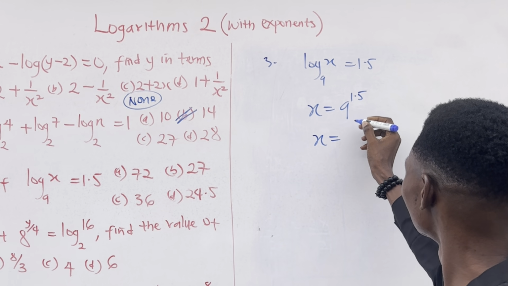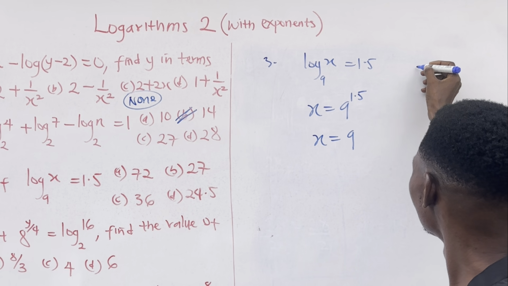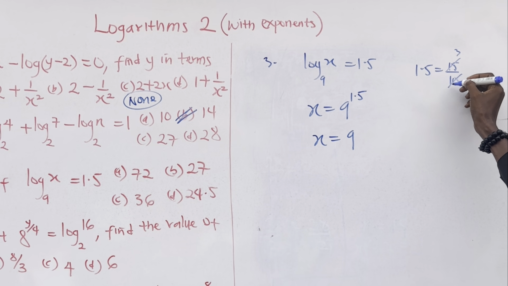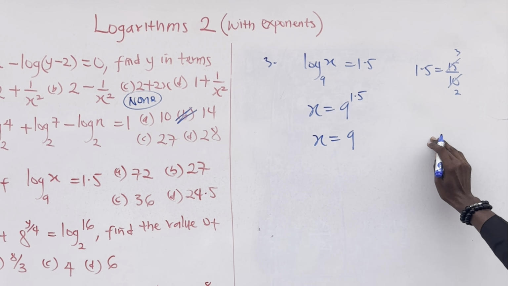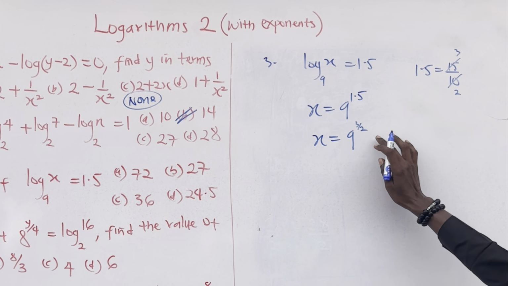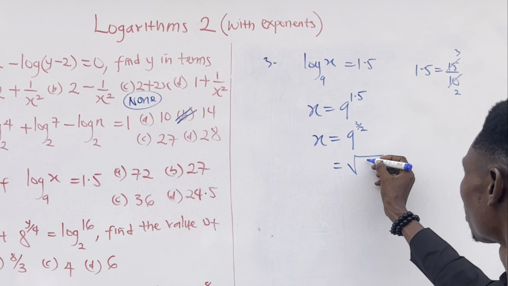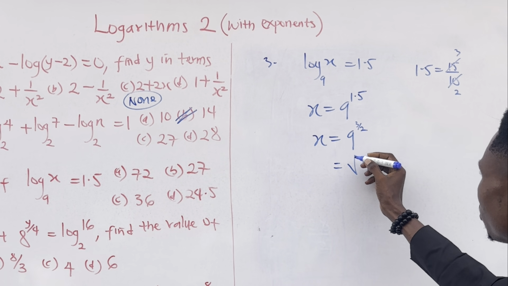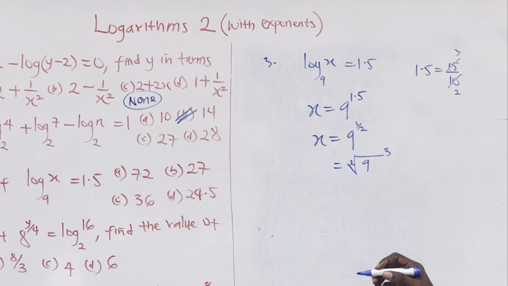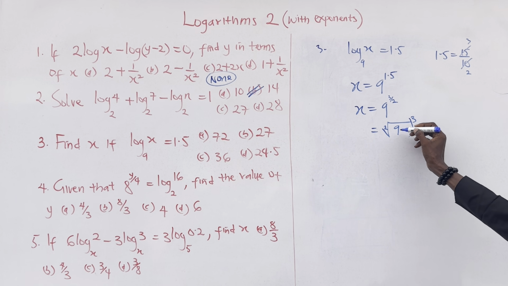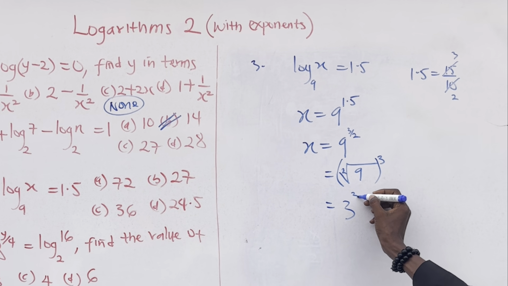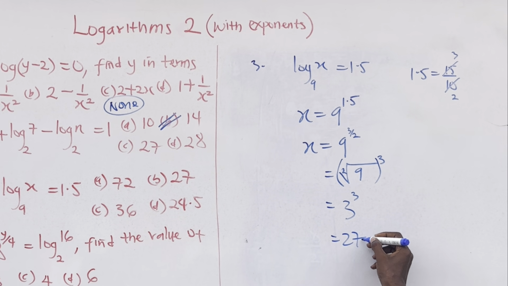So x will be equal to 9 raised to 1.5. 1.5 is 15 over 10, and dividing by 5, that is 3 over 2. So what we'll have is 9 raised to the power 3 over 2. Remember our fractional index law: the 2 comes down as a square root, raised to the power 3. So the square root of 9 is 3, raised to the power 3, and that's 27.